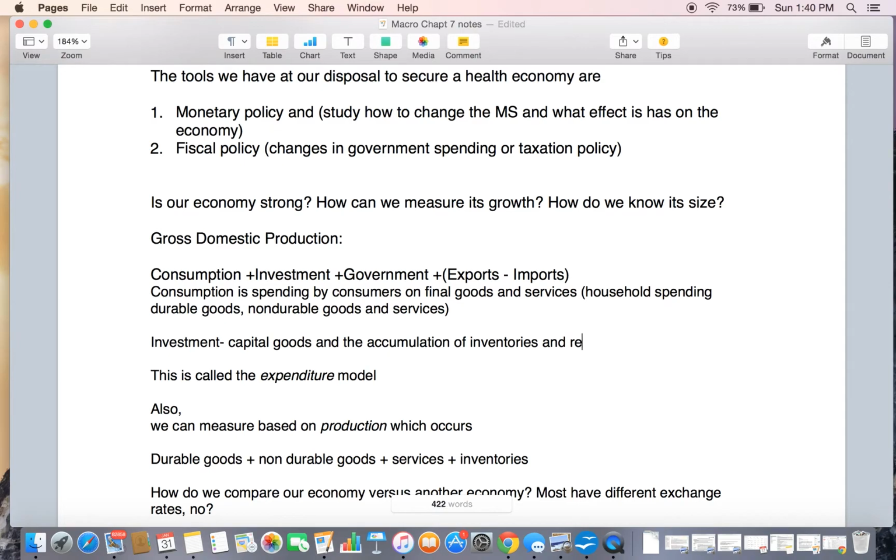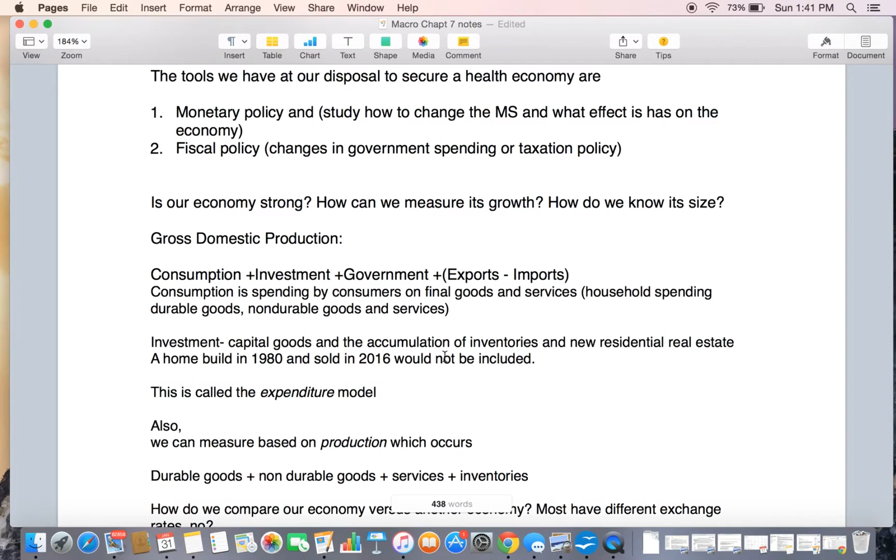And then finally, we also have to include in investment residential real estate. And let's make sure we also note that this is new residential real estate. So any real estate which is built in the current year would be considered the production of new residential real estate. Therefore something like a home built in 1980 and sold in 2016 would not be included. Okay. And so all of this is called the expenditure model.